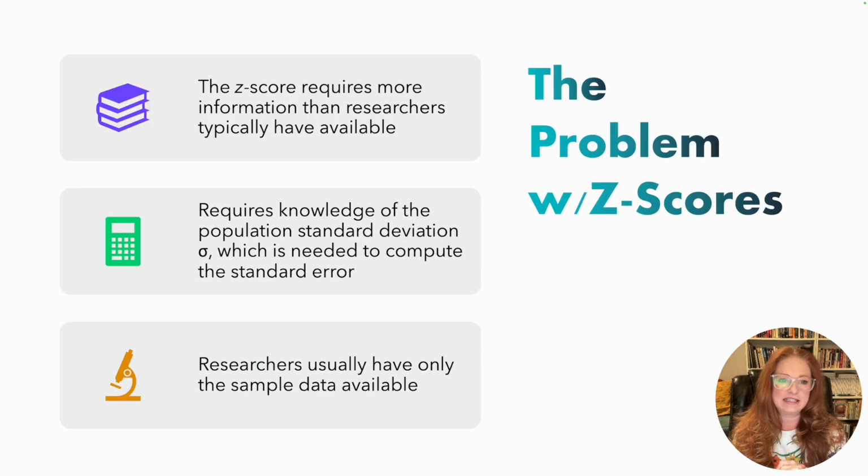The problem with z is that it requires a lot of information, more information than researchers typically have available. When we talk about things like blood pressure, IQ scores, GRE and SATs, we have a lot of information. But when we're doing research, we're usually researching concepts and ideas that we don't have a lot of information about. So this requires knowledge of the population standard deviation, sigma, that's needed to compute the standard error. And researchers usually only have access to sample data, which excludes us from being able to use that unit normal table.